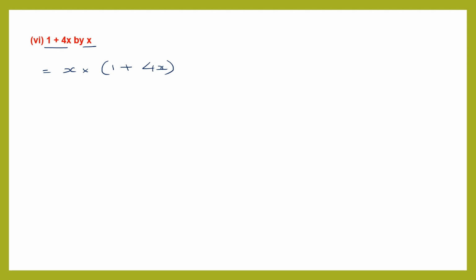Now multiply x into the first term, which is 1. X into 1 is simply x. Plus, now we multiply x into 4x. So here we are taking x and we are multiplying it with the second term, which is 4x. So the number is 4. X into x is x square. So what do we have? Our answer is x plus 4x square.